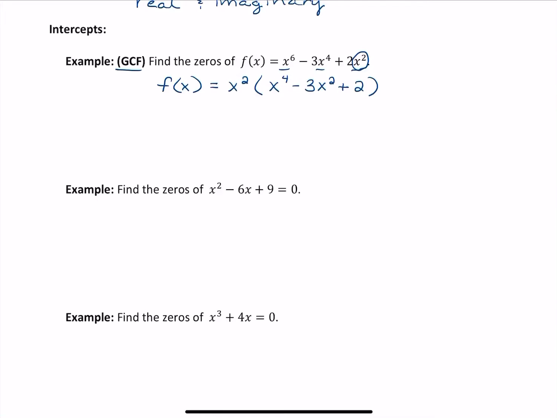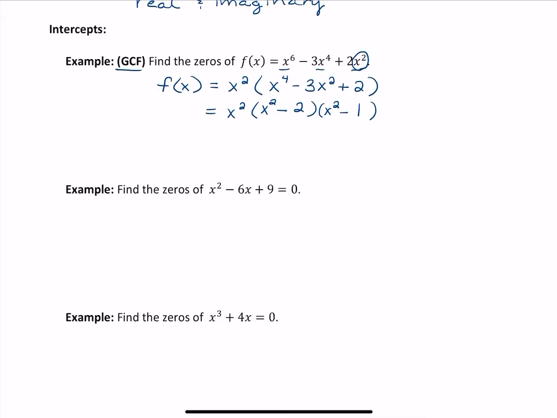So I've factored out the greatest common factor of x squared, and then I can factor that fourth degree polynomial just like if it was a quadratic, but instead of having x and x, I'm going to have x squared and x squared to get that x to the fourth. And if I have a minus then a plus, I'm going to have two negatives, and the factors of 2 are 2 and 1.